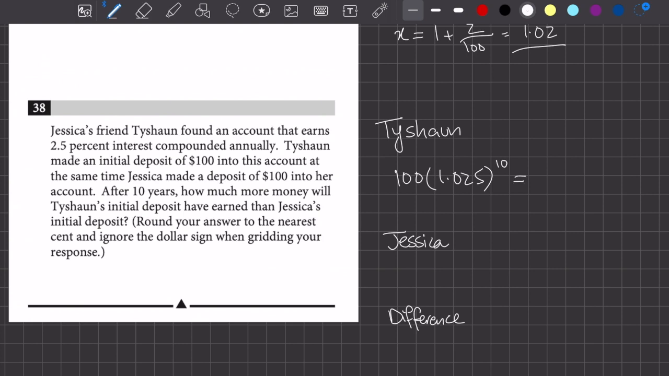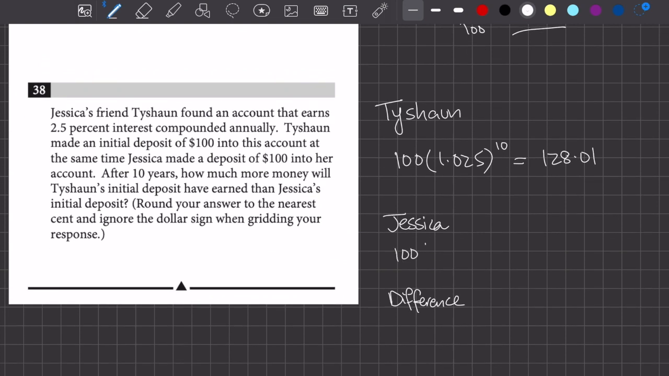Putting this into the given equation gives 128.01. Now, we find the same for Jessica. It comes out to be 121.90. For the difference, we subtract both to get the answer, $6.11.